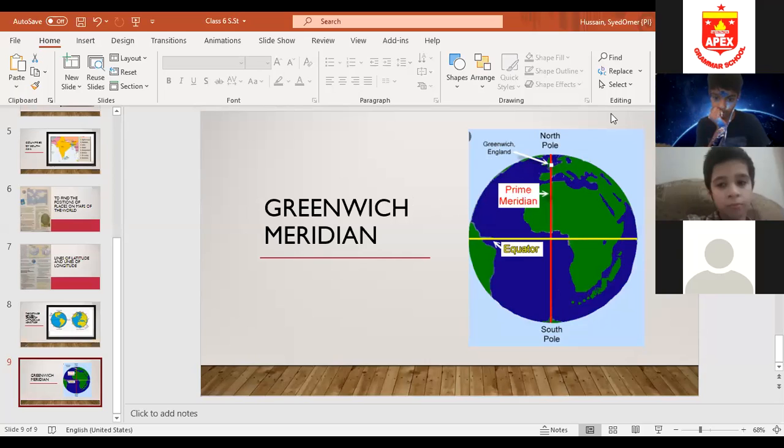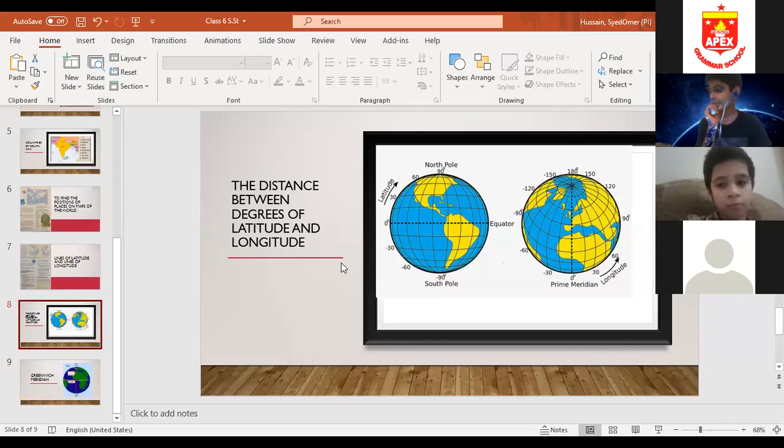Okay, so now you understand these lines. This map is telling you the distance between the degrees of latitude and longitude. How much is the distance? 0° is lying on the equator. Then above we go 30°, 60°, 90° north, and below minus 30°, minus 60°, minus 90° south.